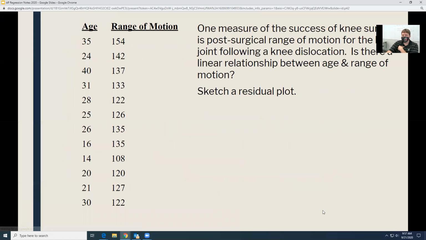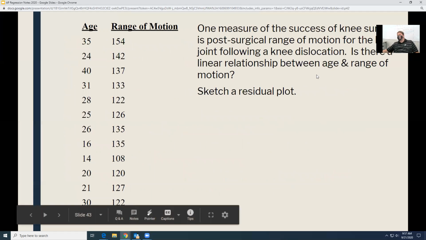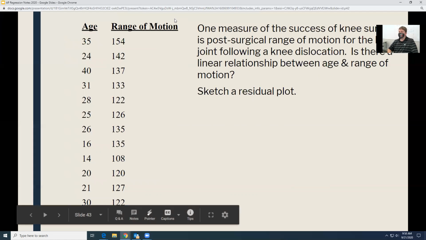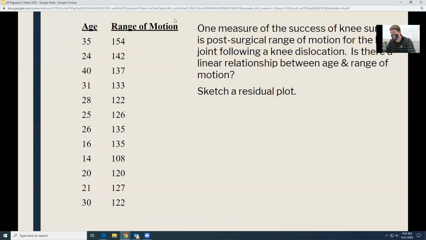So let's practice. One measure of the success of knee surgery is post-surgical range of motion for the knee joint following a knee dislocation. Is there a linear relationship between age and range of motion? So what I'm going to do is type in all of my data into the L1, L2 list. So go ahead and do that first. Ages should be your L1s, 35, 24, 40, etc. And range of motion should be your L2s.